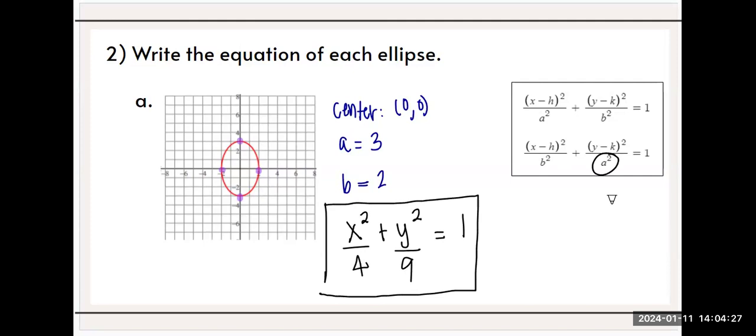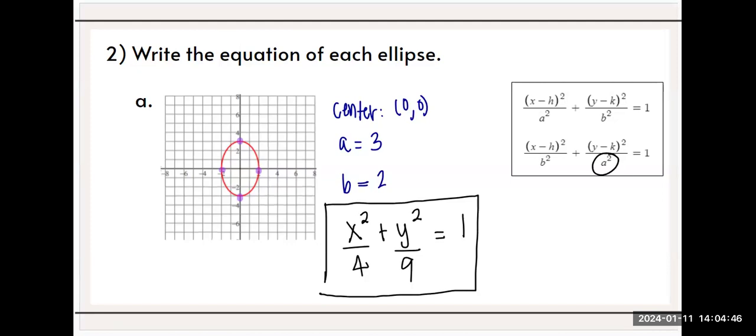I know there's still a lot of details that we're working on, but sometimes it's pretty simple. A is always bigger. If it's longer up and down, A squared is going to go underneath Y. If it's longer across, A squared goes under X. But A is always the bigger one.